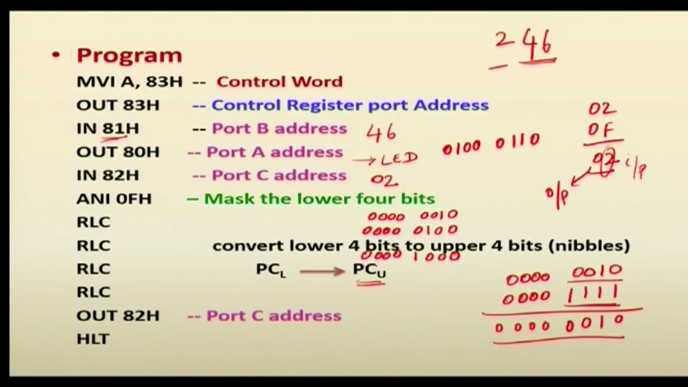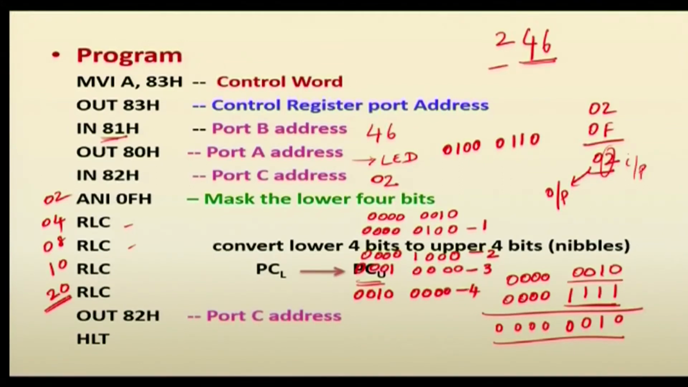We have to shift 4 times. This is the first shift left, this is the second shift left. Now, we are at the third shift left, again one more shift, and zeros are entered. This is the fourth shift left. So, the value is available as 02, after one shift it becomes 04, then 08, then 10, now it becomes 20. This is our required value. So, after the 4 shifts left, the value which was available in the lower nibble is transferred to the higher nibble. Now, we are using the OUT 82.